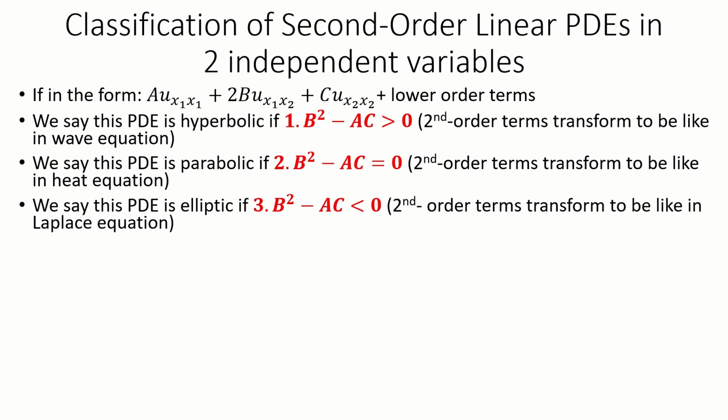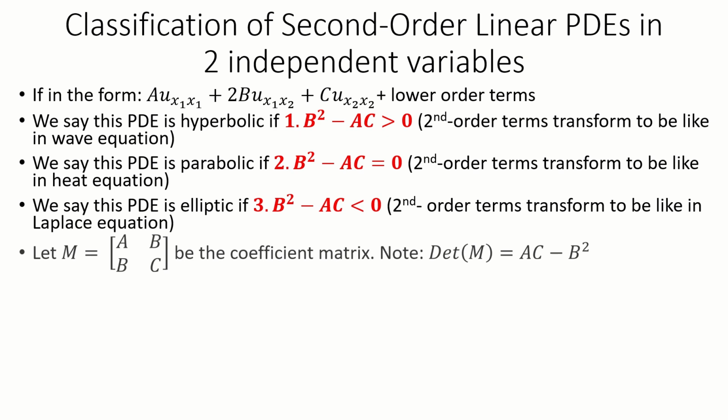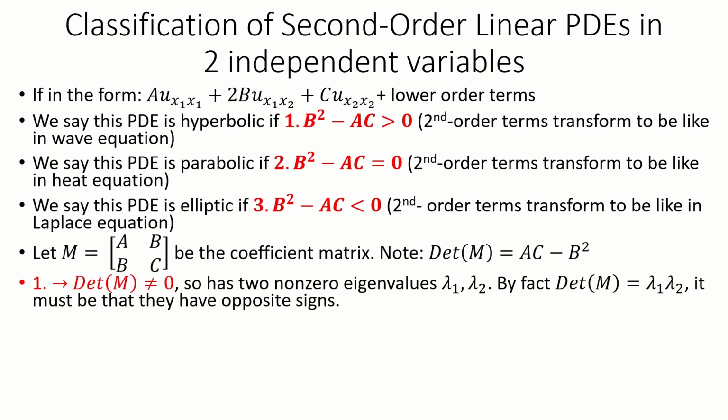Before we see why this is, let M be the coefficient matrix of our general PDE with two independent variables. Notice the determinant of M is AC minus B squared, which is just the negative of the discriminant of our PDE. So if the discriminant is positive, the determinant of M is non-zero and negative, which means M has two non-zero eigenvalues of opposite signs, by the fact that the determinant equals the product of eigenvalues.